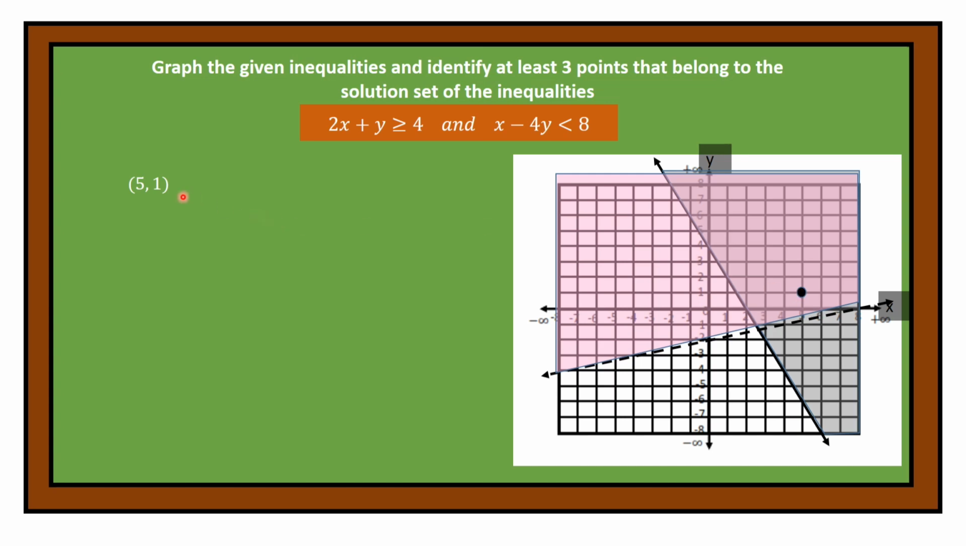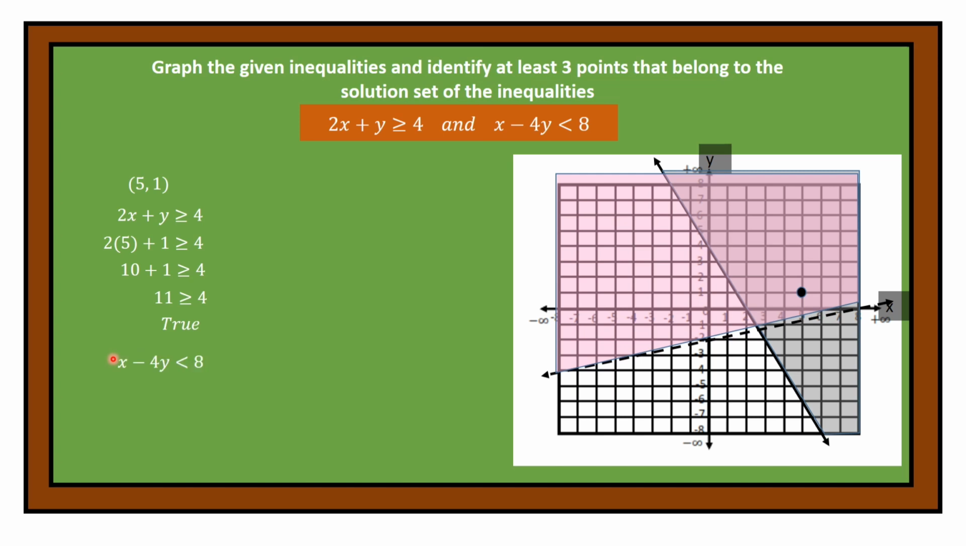So, isa-substitute natin yung ordered pair na 5, 1 sa dalawang linear inequality. So, unahin natin yung 2x plus y is greater than or equal to 4. So, again, 5 as the value of x and then 1 as the value of y. So, we have here 2 times 5 plus 1 is greater than or equal to 4. So, solve natin. 2 times 5 is equal to 10 plus 1 is greater than or equal to 4. And 10 plus 1 is equal to 11 is greater than or equal to 4. Okay, so this statement is true.